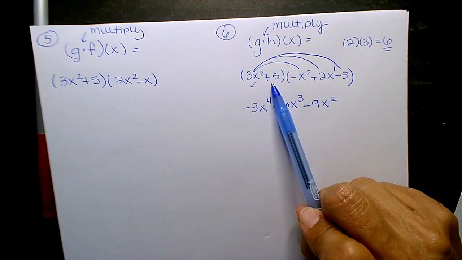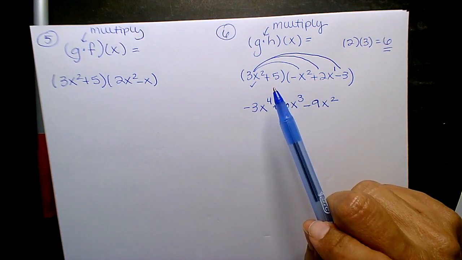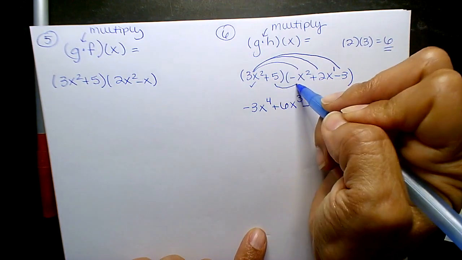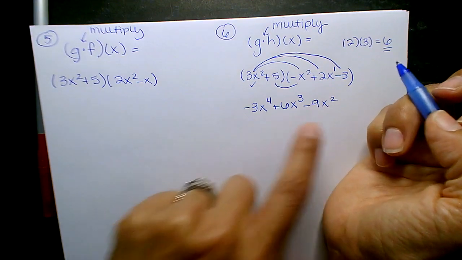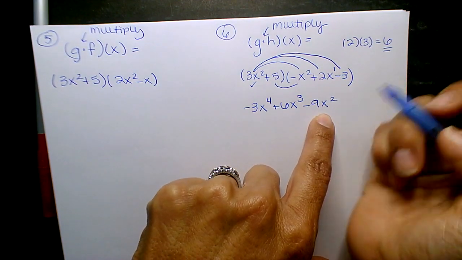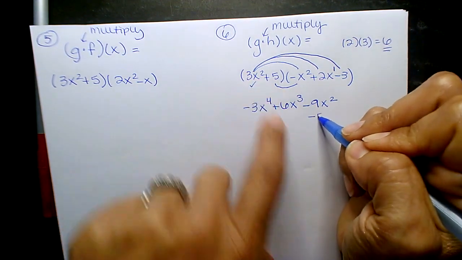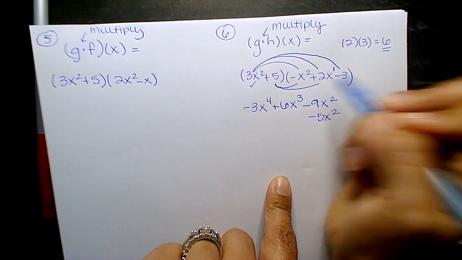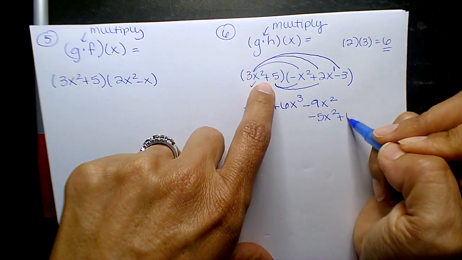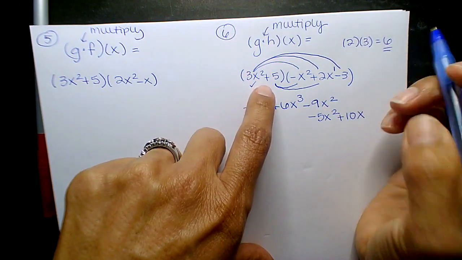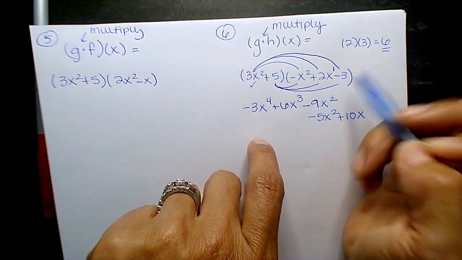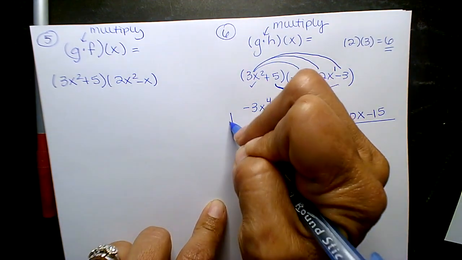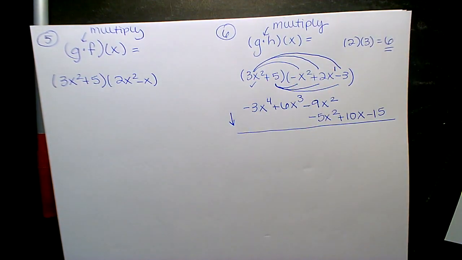I now have to do the second term. You guys remember this, right? Yeah. Okay, so now 5 times negative 1x squared. I'm going to put it over here because it's an x squared. So minus 5x squared. Here is an x. So plus 10x. And then this is negative 15. And so now just combine down. And that's your end result.